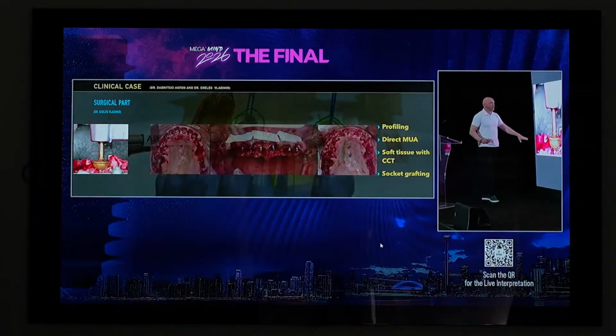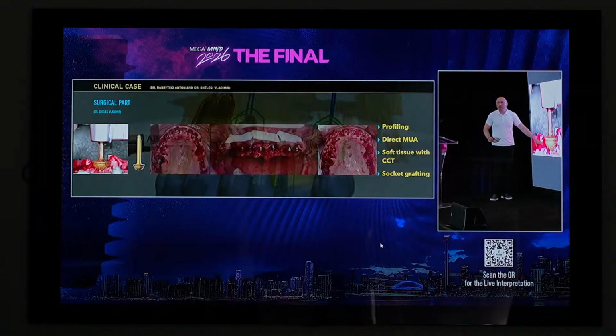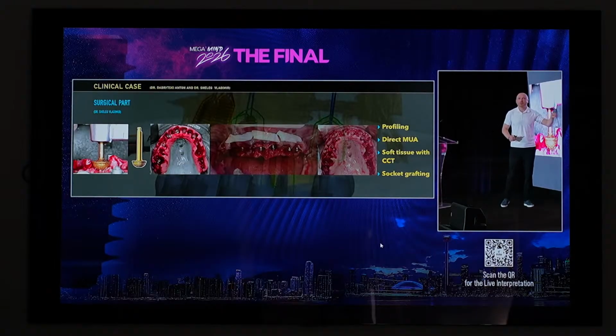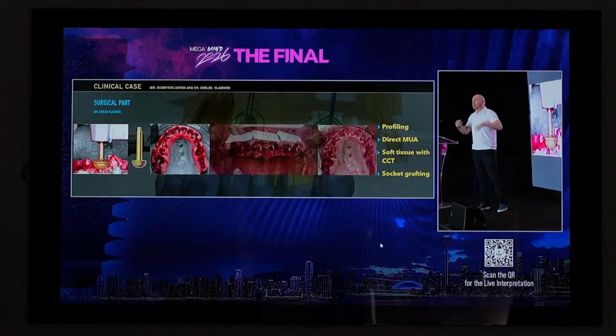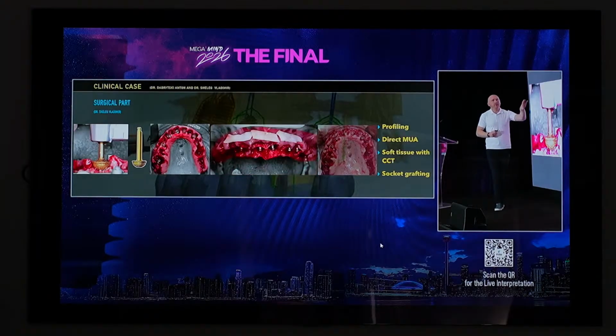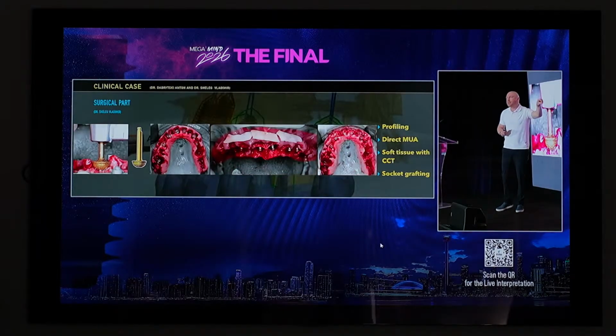The next step is contouring of the bone with the instrument from the sinus lifting kit. Then placing direct multi-unit abutments. This is very important when we speak about the aesthetic zone, to have only direct multi-unit abutments, and at that time we can change the height of the multi-units to align the prosthetic plane. Then soft tissue grafting and filling 2 sockets with artificial materials.